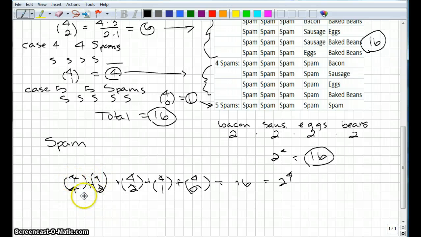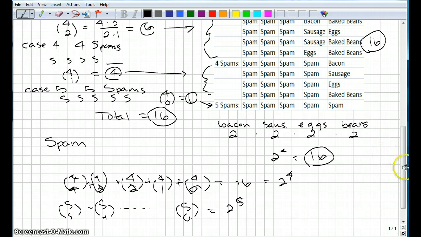For this, we could do 5 choose 5, plus 5 choose 4, and so on, all the way to 5 choose 0. And we would get 2 to the fifth. That is cool. That's supposed to be a 5. It looks a little like an S, but that's supposed to be a 5.